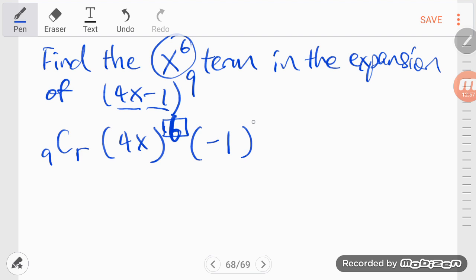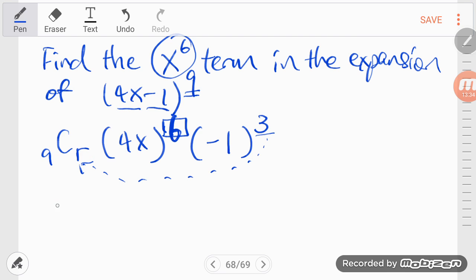So -1 to the power of, right now the n is 9, and I have 6 over here. So the -1 should have a power of 3. Right? And we already talked about this in the previous video. Okay? Now, this is the cool thing. Once you have 3 over here, once you figure out the exponent of your b, you can automatically copy that to your r.